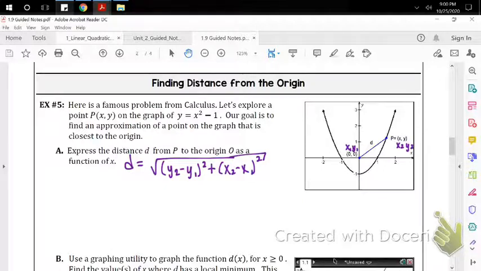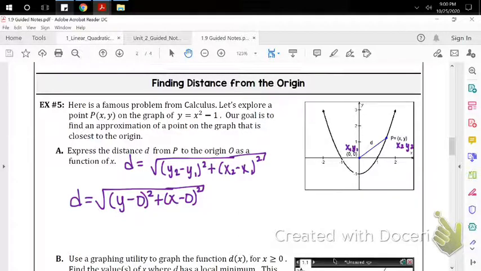Alright, so let's plug in what we've got in our distance formula. The distance is equal to the square root of (y minus 0) squared plus (x minus 0) squared. Well, we can simplify that. That's just the square root of y squared plus x squared. Now, we got that simplified, but it says to express the distance d from P to the origin as a function of x, meaning x is the only variable that we want in our equation.